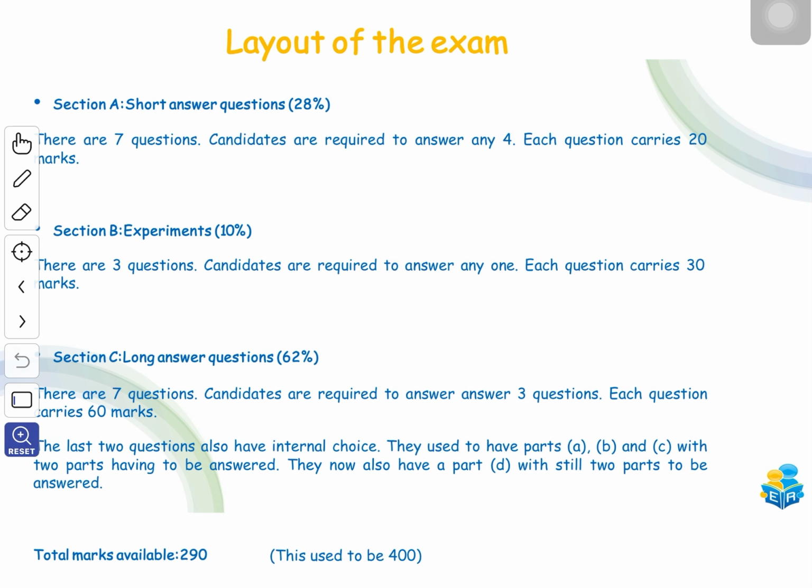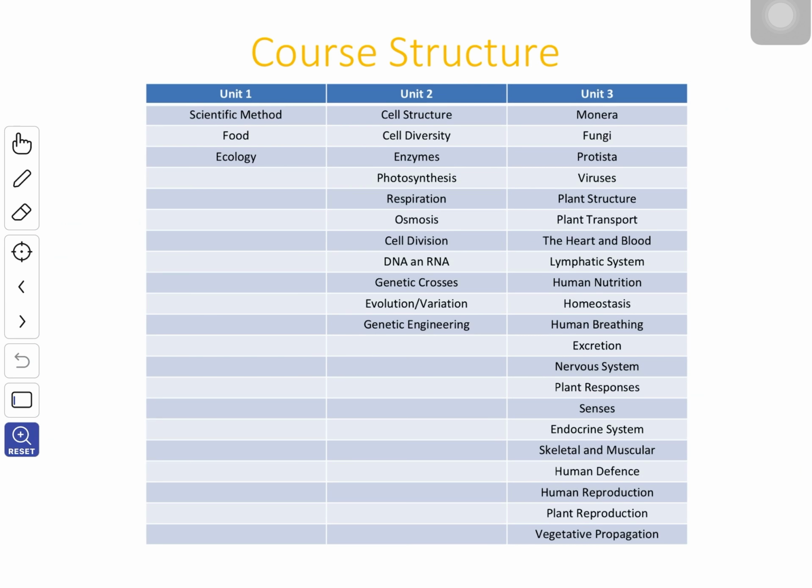Now, what this means, because there's less questions to be answered, is the total paper is now worth 290 marks rather than what used to be 400 marks. Now, I'm just going to quickly talk about the course structure, and this will make sense in a couple of minutes when I talk about the breakdown of the exam paper.